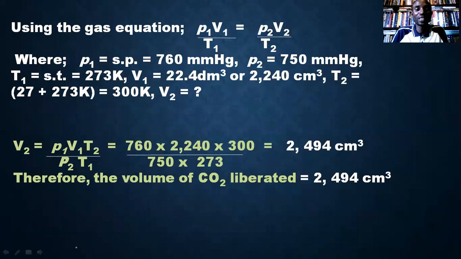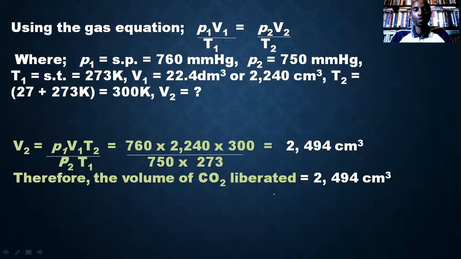If that is the case, we have gotten that one. Now for the volume, using the general gas law, P1 V1 all over T1 equals P2 V2 all over T2. Bring out the values given. If you use that, you are going to find V2, and in finding V2, you are going to have the final answer. When you substitute correctly, you are going to have V2 as 2,494 cm cube, as the volume of carbon 4 oxide liberated.